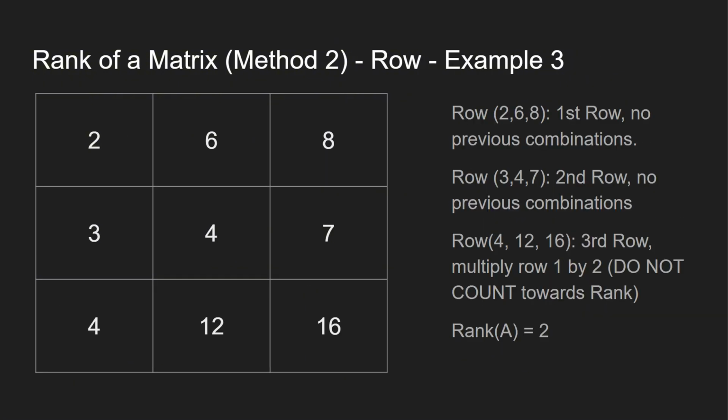All right, so let's take a look at rows this time. So row 1 we have over here is 2, 6, 8. Because it's not triple zeros, we're good to count this as 1, right? Then we go to the second row, 3, 4, 7. Well, you can multiply 2 by 1.5, but that won't work for 6 because we would have 9 over there. So now we have a rank of 2. And lastly, we look at 4, 12, and 16. Well, if you double row 1, 2 times 2 is 4, 6 times 2 is 12, 8 times 2 is 16. So that does not count. And our rank is going to be 2.